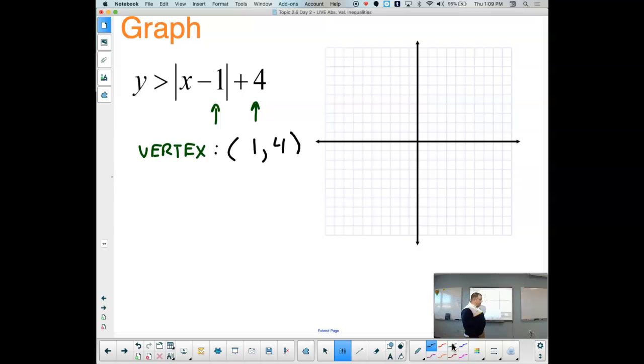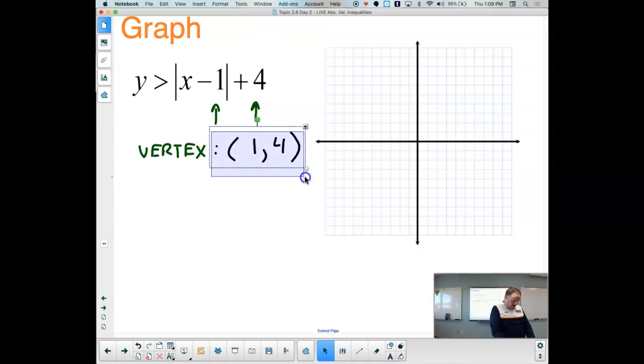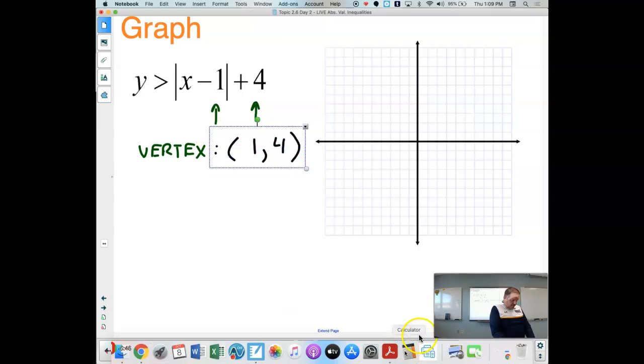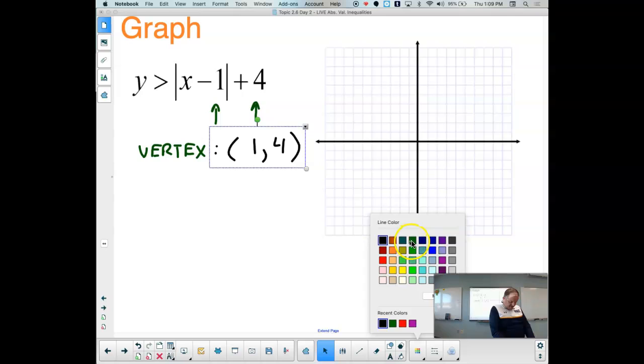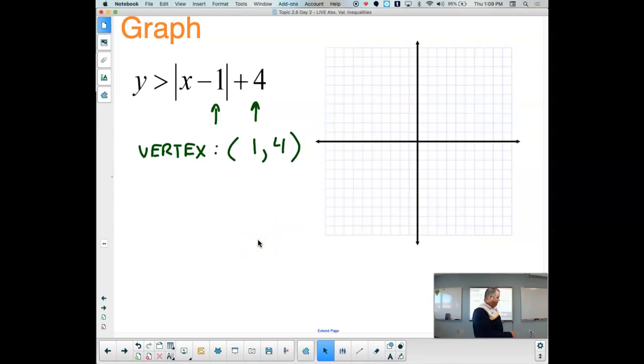I love it when it changes colors on me. Why it's changing colors, I don't know. There we go. Okay.